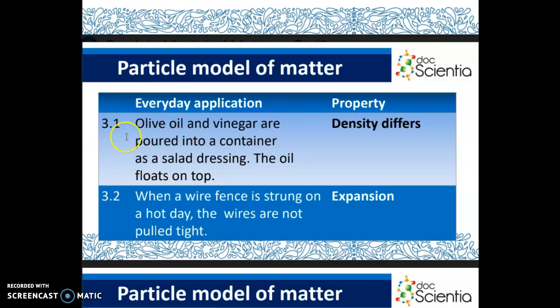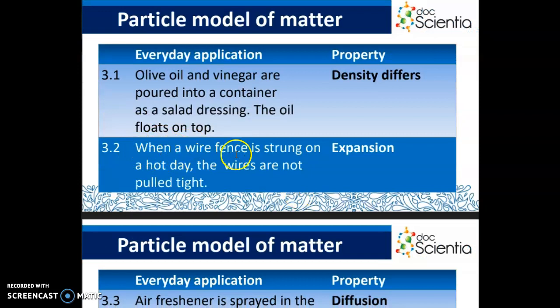Everyday applications. 3.1. Olive oil and vinegar are poured into a container as a salad dressing. The oil will float on top. What is this an example of? It's a property of density that differs.